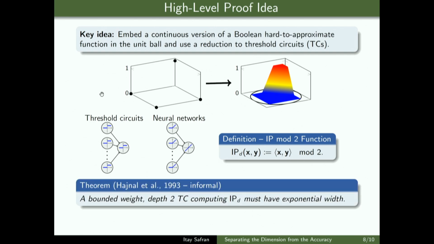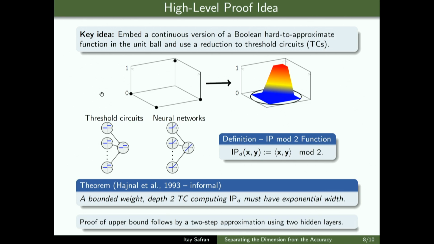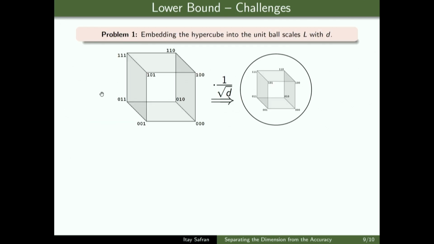In the literature, specifically, we use a reduction to this classical result by Hajnal et al. And the upper bound follows rather easily by doing a two-step approximation using depth 3. We use the first hidden layer to approximate the inner product, and the second hidden layer to approximate the mod 2 function. So I'll briefly tell you about the main challenges we had in showing the proof of this main result.